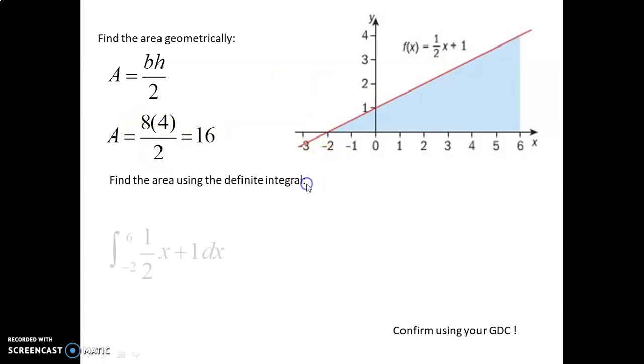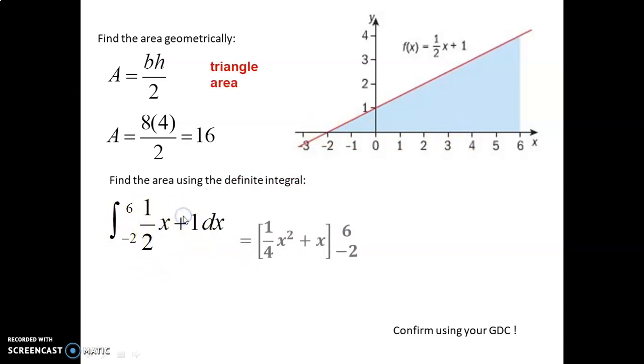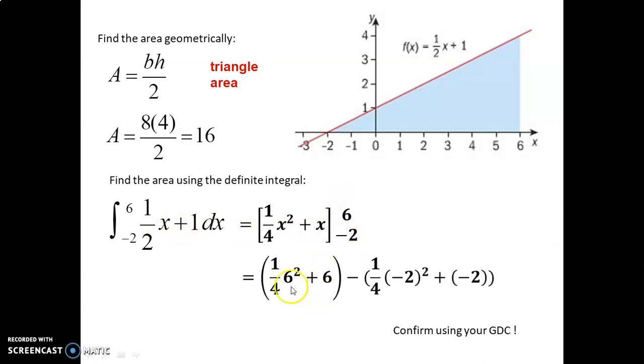Let's see if integration gives us the same thing. So we're going to set up the integral. We know that this curve, well, it's a line in this case, but it's still called a curve. So that function is 1/2 x plus 1. We set up a definite integral from -2 to 6, and we run that integral. All right, so the integral is 1/4 x squared plus x. Okay, double check, you know how to integrate. And here's our bounds of integration, -2 to 6. So again, we put the 6 in that function minus that -2 we put in that function. And when you do all that work, you will be able to confirm it gives us 16, just like we saw here.